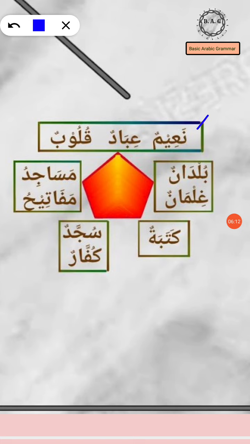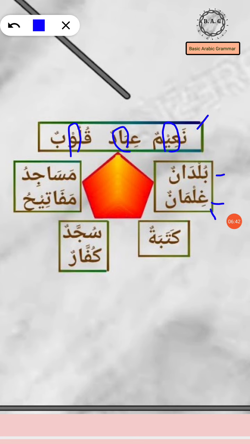So our group is na'imun, ibadun, qulubun. What do you see here? What you see is that there is a prolonged second letter sound. All right. So we have na'imun, ibadun, qulubun. All right. So this is a pattern of fa'ilun, fi'alun, fu'ulun. All right. Then next we have the patterns of fu'lanun and fi'lanun. So our examples are buldanun and ghilmanun.